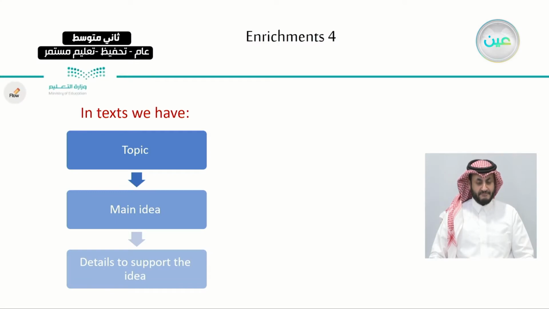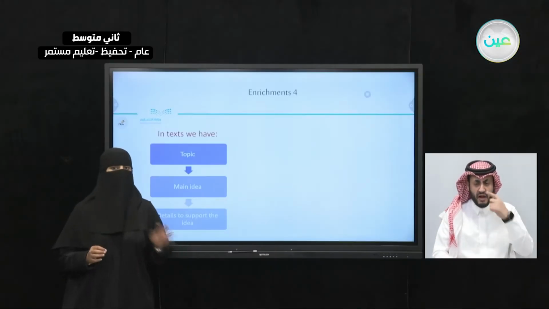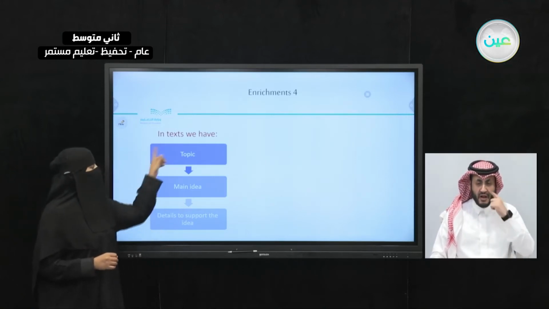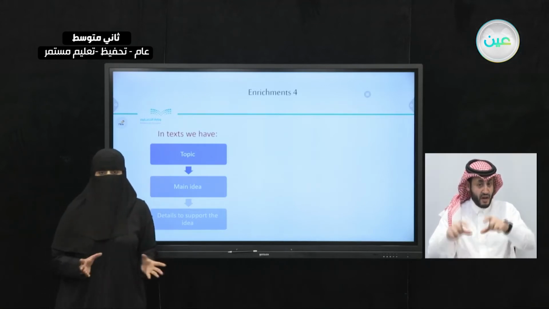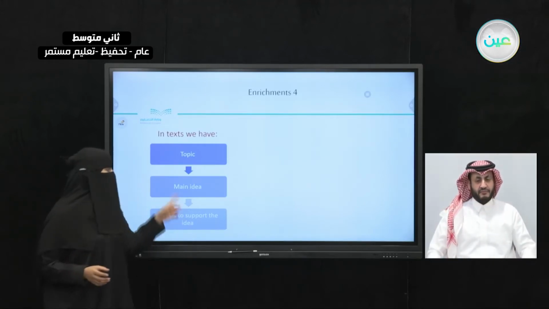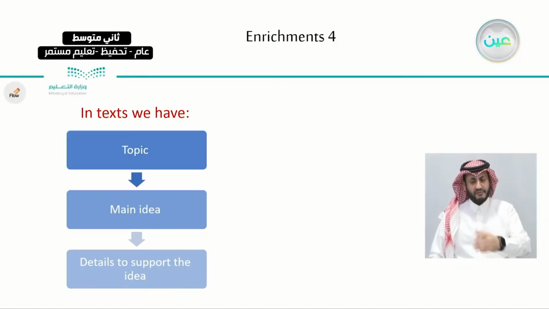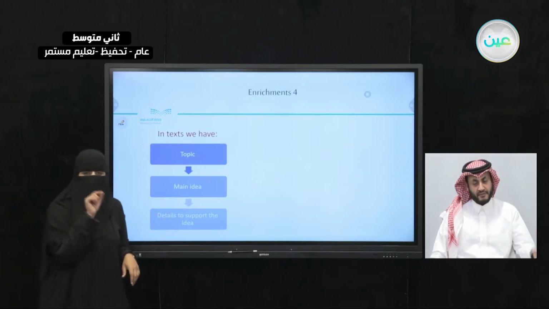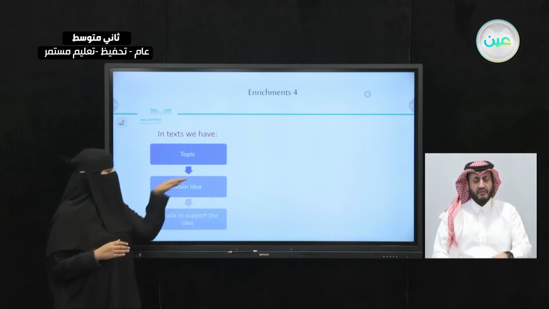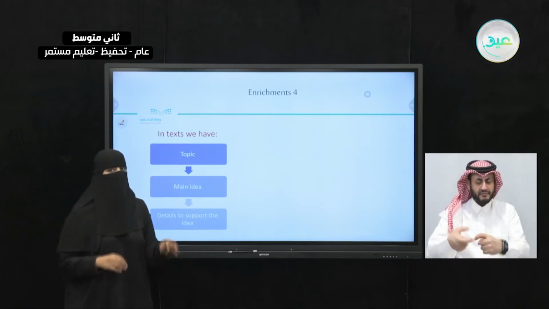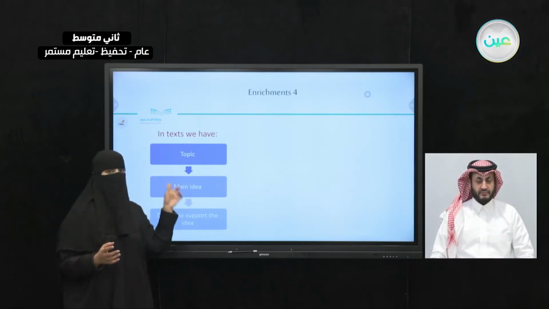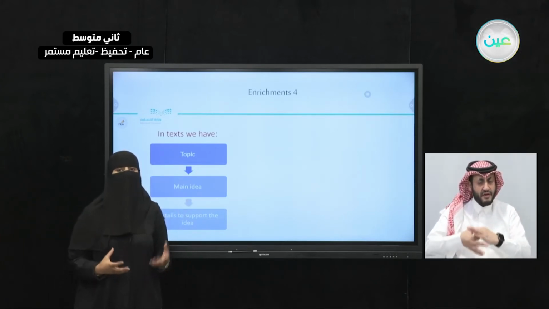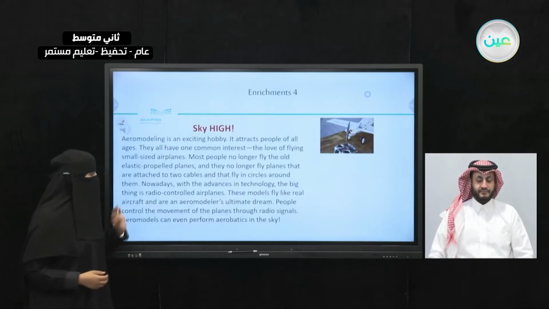Every time we are looking at a text for writing or for reading, what are we going to focus on? We're going to take a look at the topic of the text or the topic of the paragraph. Then we look at the main idea for the text or for the paragraph. And then we are going to find the details that support the main idea. So we have a topic first, then a main idea, then the details that give us more information about the topic.